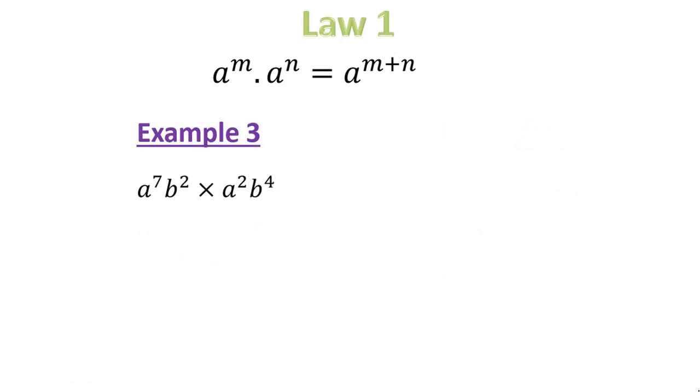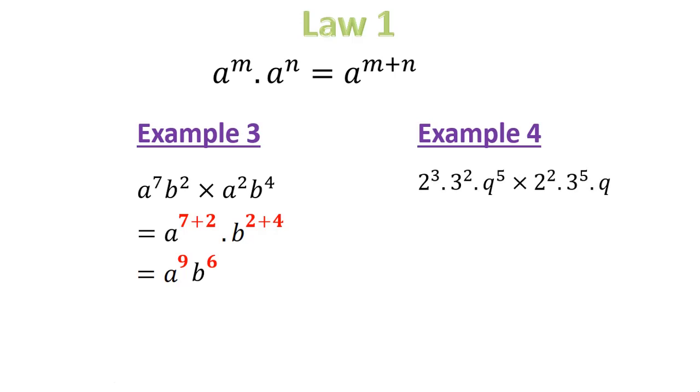Example 3. A to the power of 7 b squared times a squared b to the power of 4. Everything's multiplied, so our bases are the same. We add them. Let's have a look. Our a, we have an a to the power of 7 and an a squared, so we add our exponents, 7 plus 2. Then our b, again it's all multiplied, and so with our b we add our exponents, 2 plus 4. Therefore, a to the power of 7 plus 2 is 9, and b to the power of 2 plus 4 is 6.